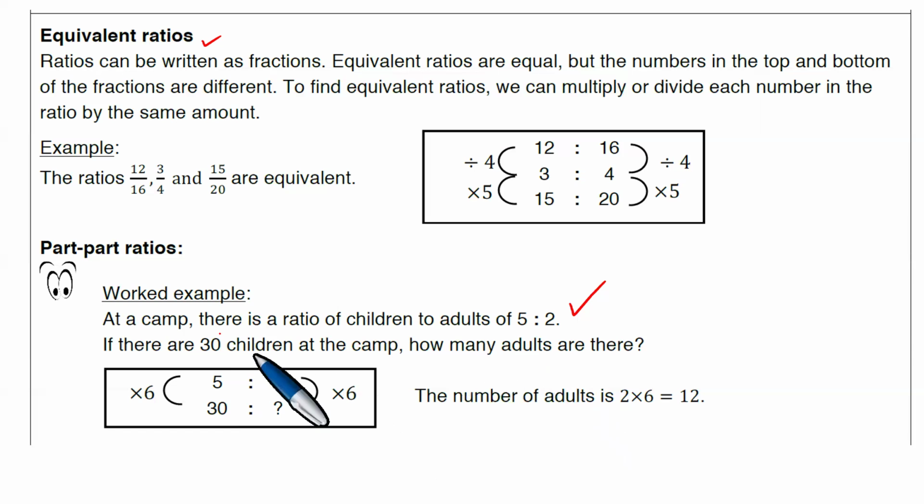So we agreed that at the camp, there is a ratio of children to adults, 5:2. If there are 30 children, how many adults are there? The adults, we call them a question mark. If there are 30 children, it means the 5 was multiplied by 6. You must multiply 2 by 6 to get the number here. So 2 by 6, what do you get? You get exactly 12, and therefore we are able to deal with the part ratios.